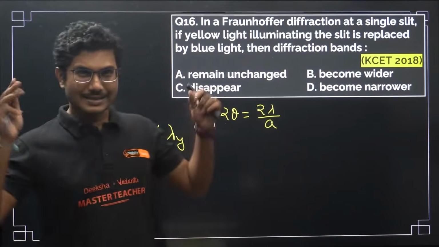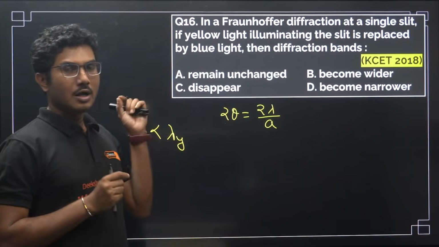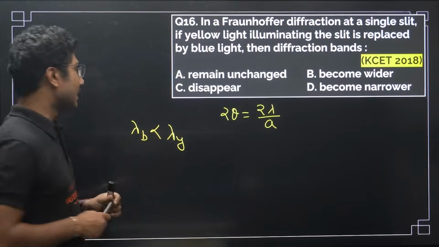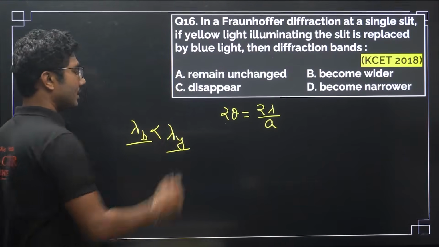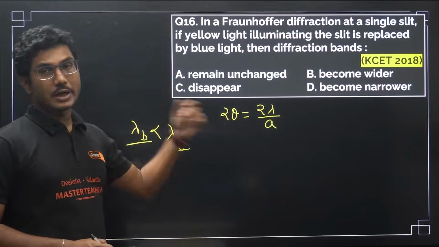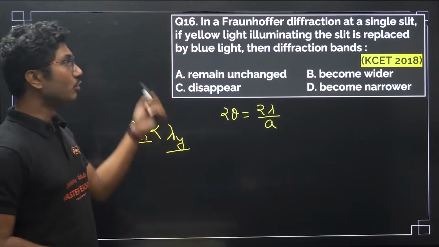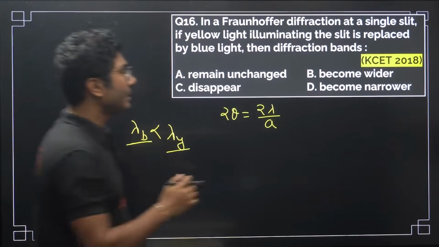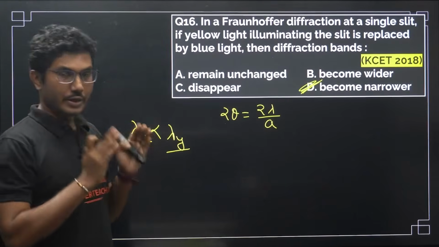Yellow comes exactly in the middle of the band, right? Yellow is exactly middle between violet and red, whereas blue is closer to violet. That's why the wavelength of blue is smaller than that of the yellow. So width of blue will be smaller compared to that of yellow. Now you are using yellow, changed to blue. So blue is the new one, so the bandwidth will be narrower. It will become narrower. Narrower means smaller value.